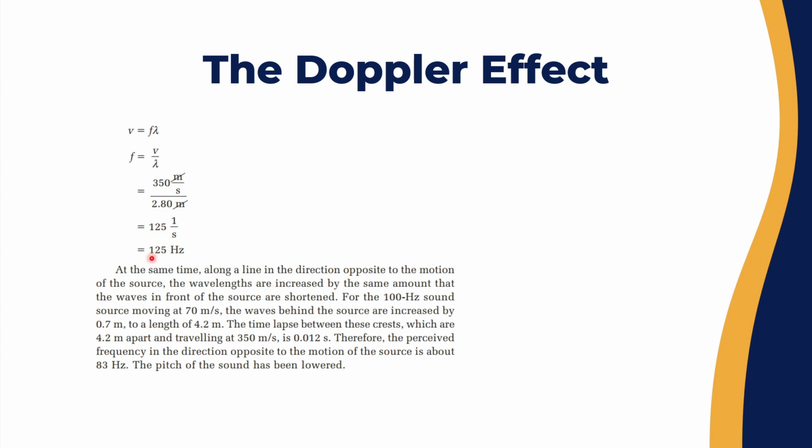At the same time, along a line in the direction opposite to the motion of the source, the wavelengths are increased by the same amount that the waves in front of the source are shortened. For a 400 Hz sound source moving at 70 meters per second, the waves behind the source are increased by 0.7 meters to a length of 4.2 meters. The time lapse between these crests or positive humps of the signal, which are 4.2 meters apart, traveling at 350 meters per second, is 0.012 seconds. So the perceived frequency in the direction opposite to the motion of the source is 83 Hz. The pitch of the sound would be lowered.